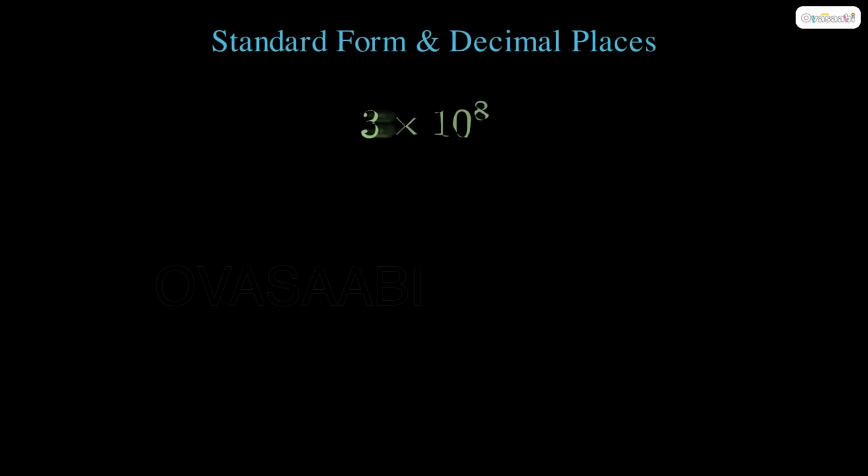The sun is 150 million kilometers away. Writing all those zeros is tiring. Today we learn a smart shortcut called standard form, plus how to round numbers properly.